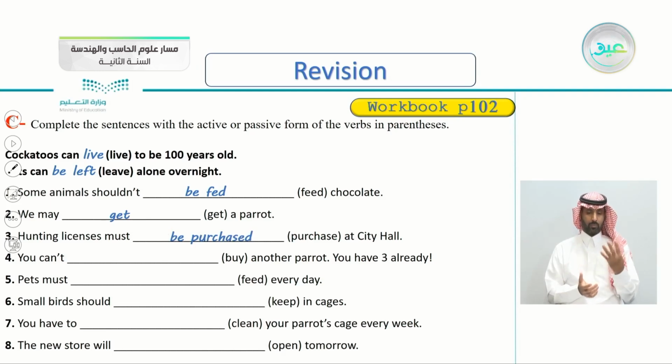Number four, and the verb is buy, you can't buy another parrot. You have 3 already. So I think the subject here is you. So as long as we have a subject, it is an active sentence, so we write the verb as is here. You can't buy another parrot. Very good. Number 5, pets must feed every day.